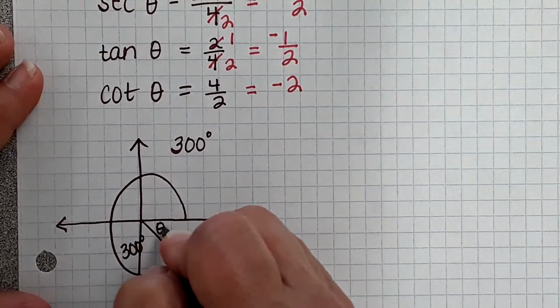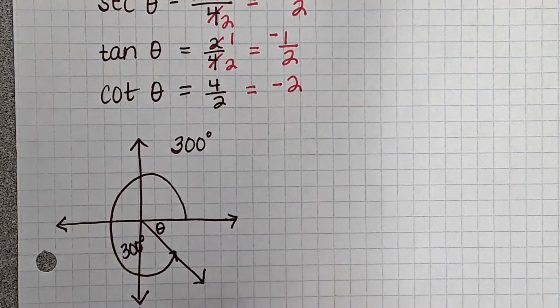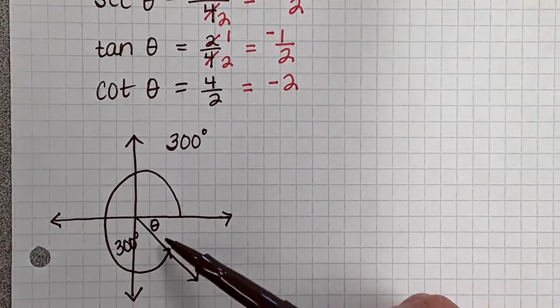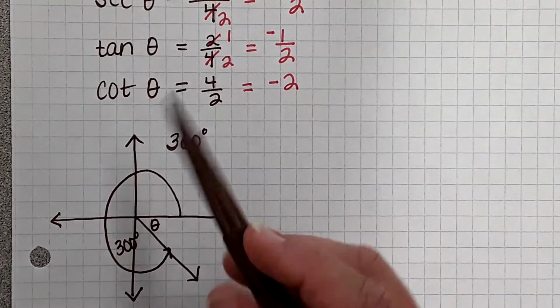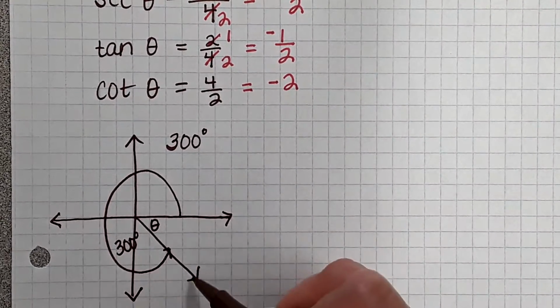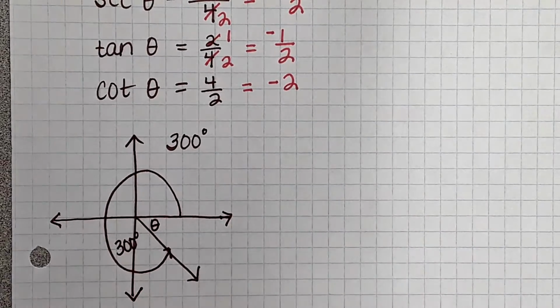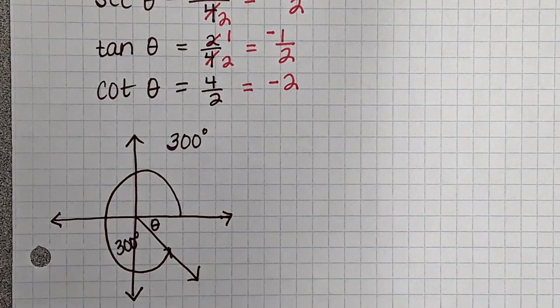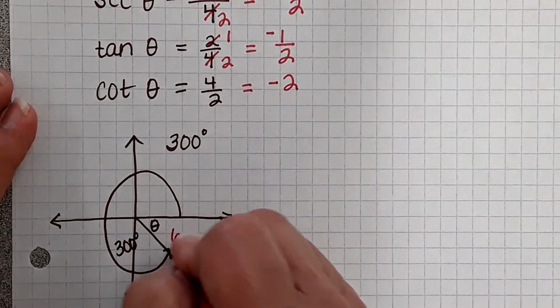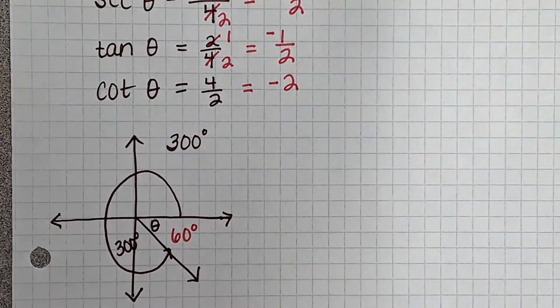Our reference angle, like I've said, is the angle measure between the terminal side and the x-axis. So what is my reference angle? How much is between this terminal side and the x-axis? What is it? 60 degrees. So my reference angle is 60.